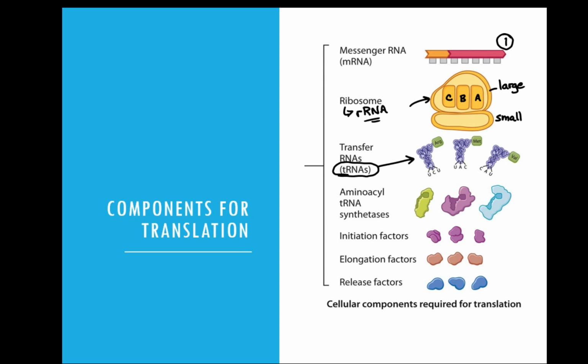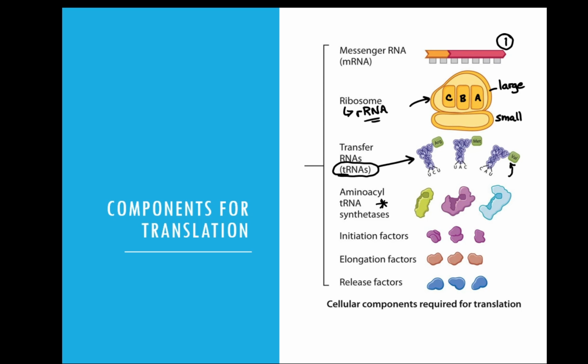All right? To begin, you have to have something that attaches the amino acid to the transfer RNA. Okay, that is another type of enzyme, these guys right here, called an amino acyl tRNA synthetase. It attaches that amino acid to the right transfer RNA.